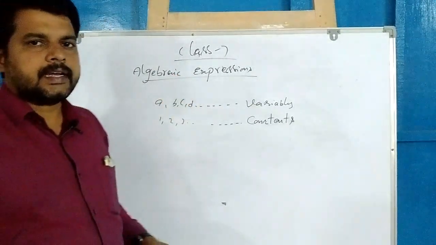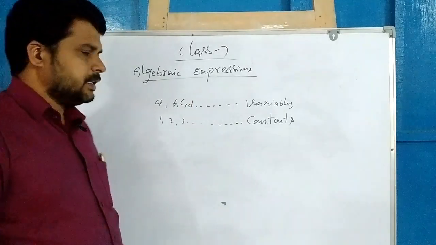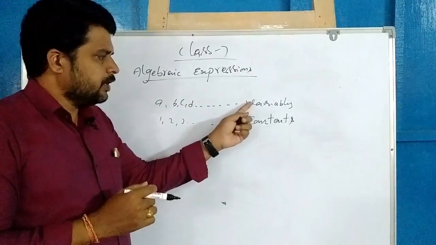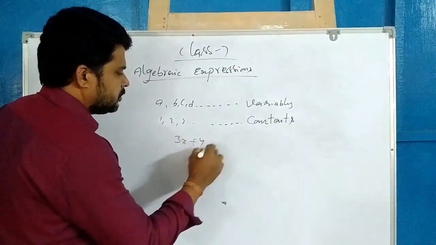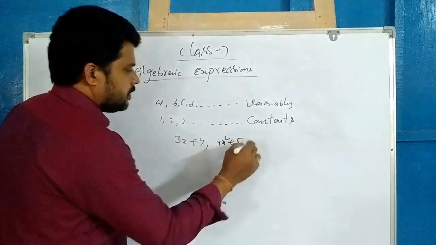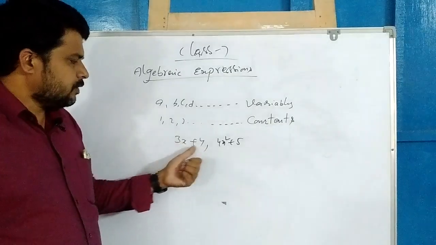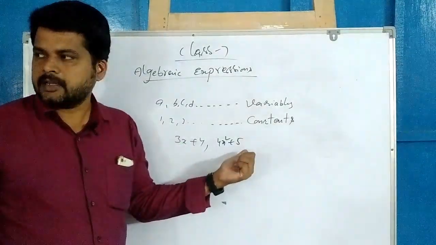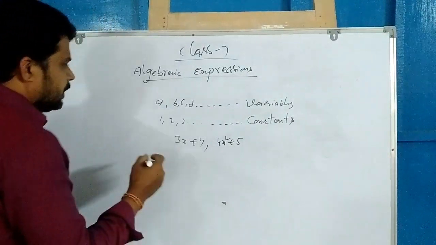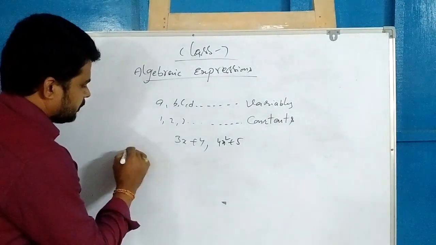So, what is an algebraic expression? An algebraic expression is nothing but a combination of variables and constants. Example, 3x plus 4, 4x square plus 5. See, a combination of variables and constants. Okay, next.